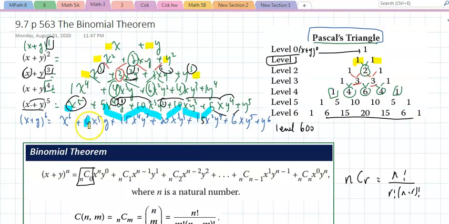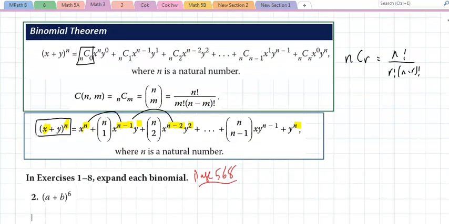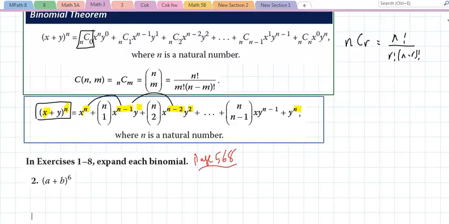The problem is not the variables, the problem is the coefficients. The problem is figuring out what these numbers are. That's the hard part. And the binomial theorem has a way of doing that. They say, here, always start with a 1, then n choose 1, n choose 2, n choose 3, all the way, and again, n choose 1 is really n factorial over 1 factorial times n minus 1 factorial. I'll show you how that works.